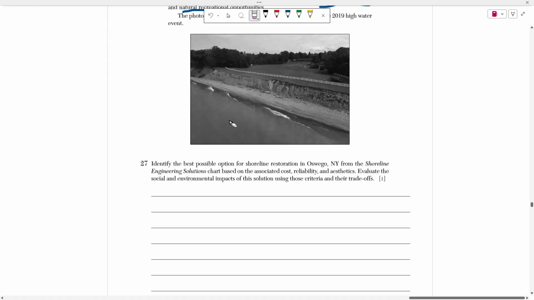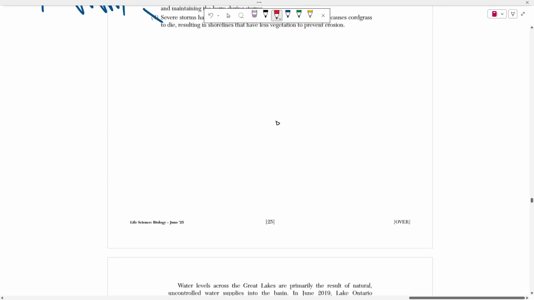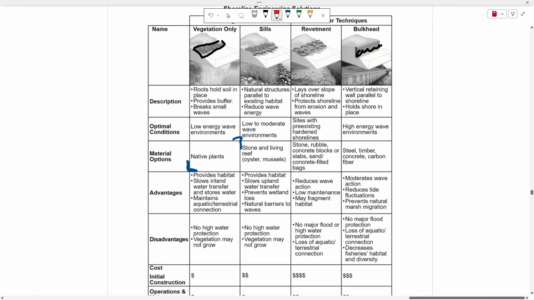So what question 27 is asking us to do here is to identify the best possible option for a shoreline restoration in that town. And we want to base this restoration on the shoreline engineering solutions chart, based on cost, reliability, and aesthetics. Evaluate the social and environmental impacts of this solution using those criteria and their trade-offs. So given this loss of coastline, which one of these four choices should we go for here? And the correct answer is that you can go for any one of these as long as you manage to support it.